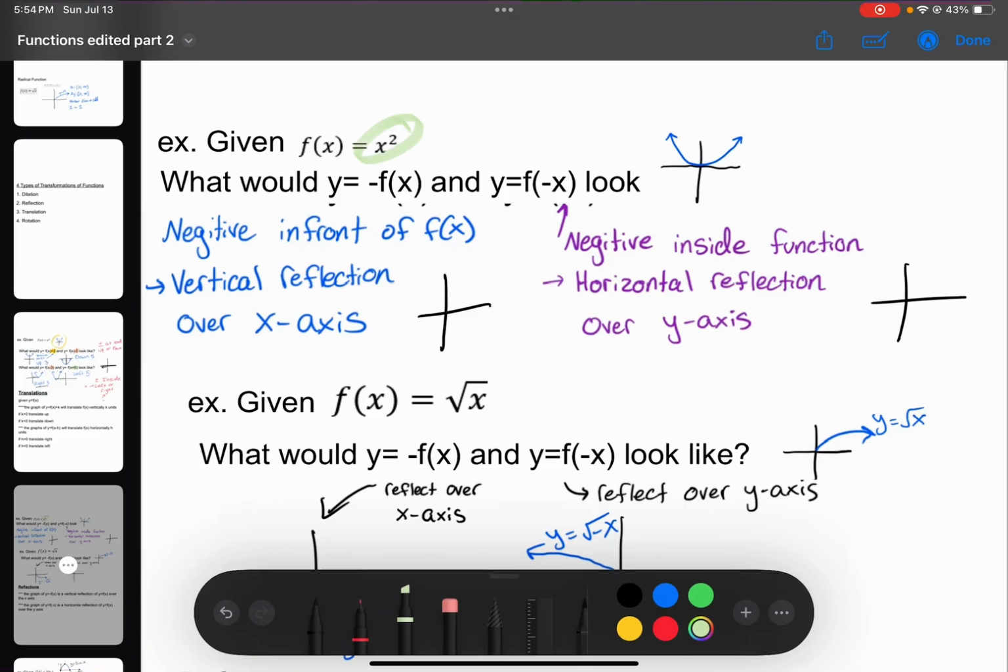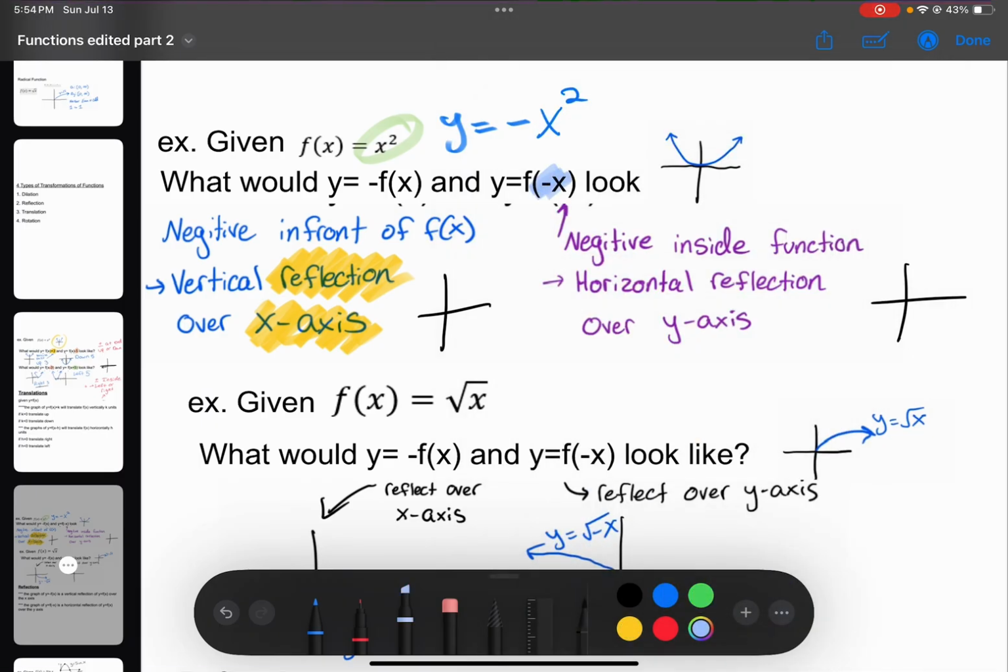What would negative f of x look like? So that is y equals negative x squared. What would that look like? So if we have a negative in front of our function, that is a reflection over the x-axis. So it's a vertical reflection. It's just a reflection over the x-axis if we have a negative in front of our function.